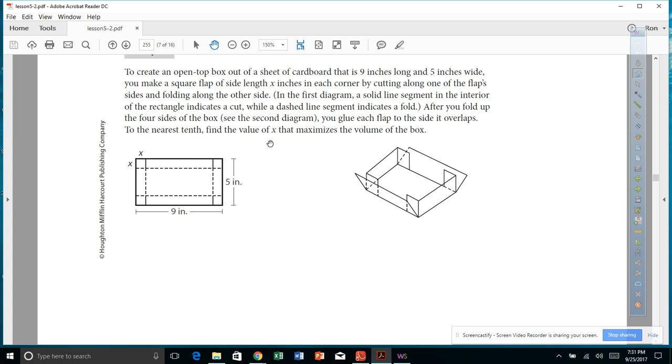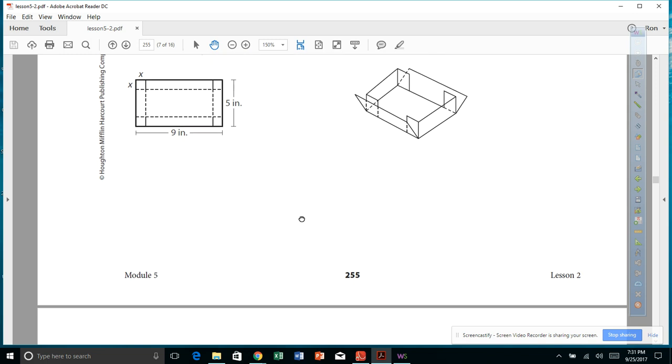After you fold up the 4 sides of the box, see the second diagram, you glue each flap to the side it overlaps. To the nearest tenth, find the value of x that maximizes the volume of the box.